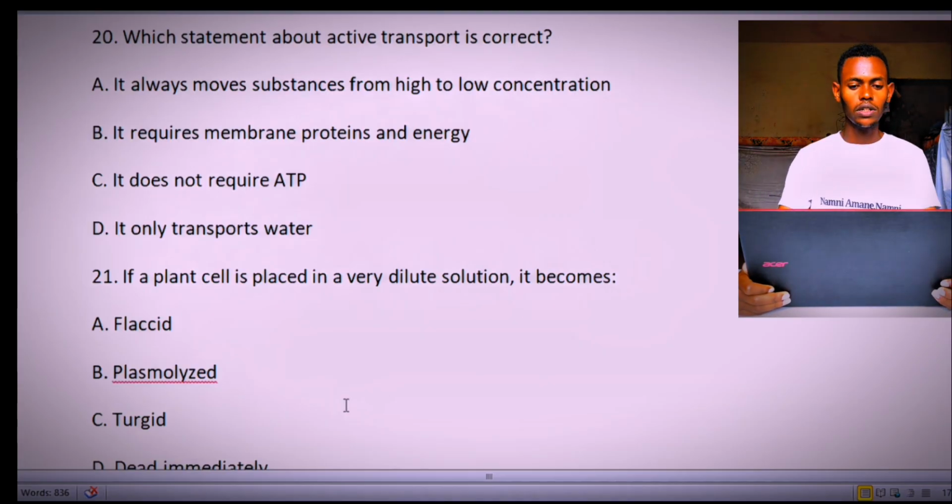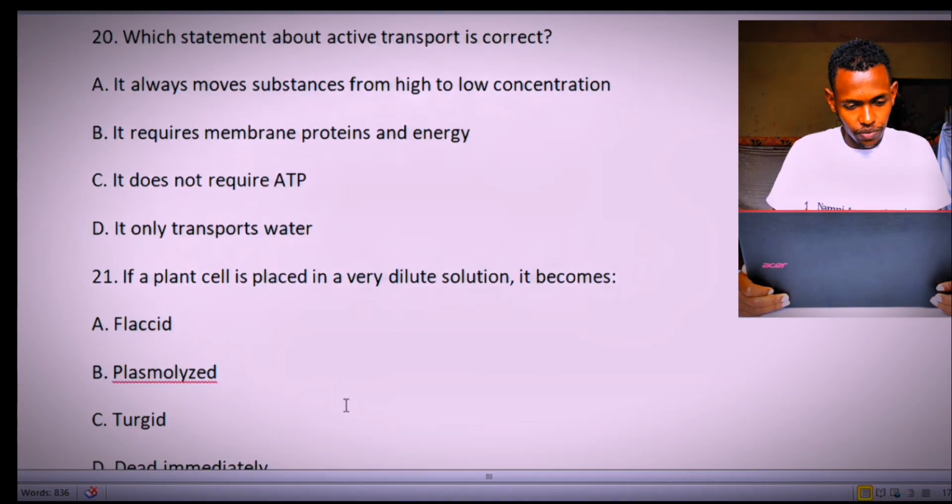Let's go on to the 20th question. Which statement about active transport is correct? A. It always moves substance from high to low concentration. B. It requires membrane proteins and energy. C. It does not require ATP. D. It only transports water.